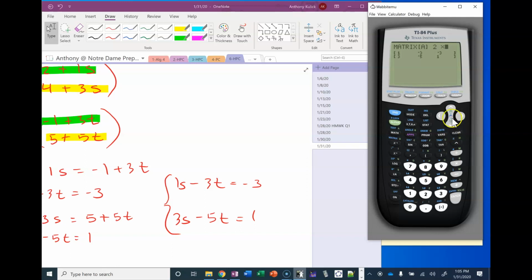Okay. Now that I've typed my matrix into my calculator, I'm going to exit back to the main screen. I'm going to go back into my matrix menu. But this time I'm going to go over to the Math tab. And I'm going to scroll all the way down until I find the RREF command. I'm going to press enter. That's going to put the command on the home screen. Now I just need to retrieve that matrix A from the matrix menu that I typed my matrix into and press enter.